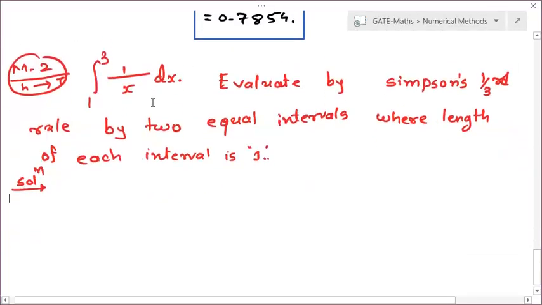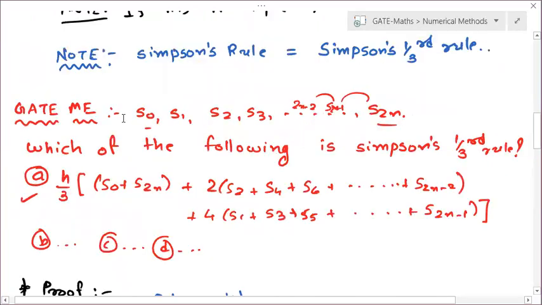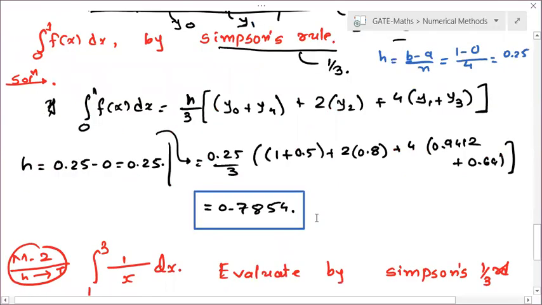Now see here. The integral from 1 to 3 of 1 upon x dx. So here a equals 1, b equals 3, y equals f of x is 1 upon x. Two equal intervals. n is the number of intervals, right? n is your total number of intervals and h is your step size. Here in the second term it is given that the length of each interval is the step size only. h is 1. Are you getting my point?